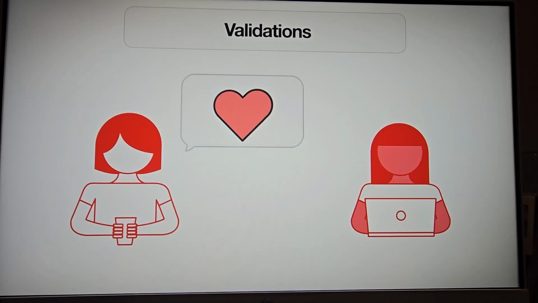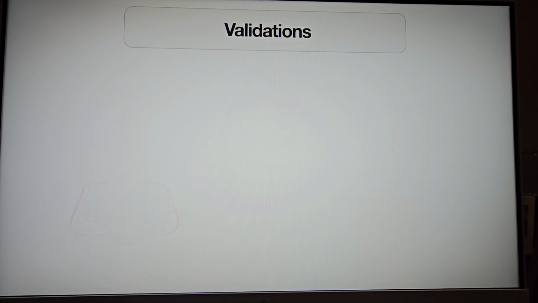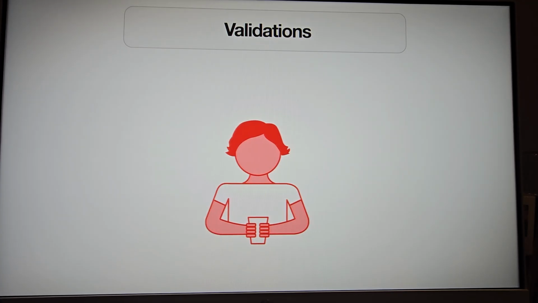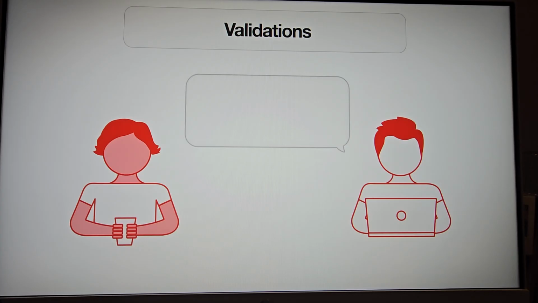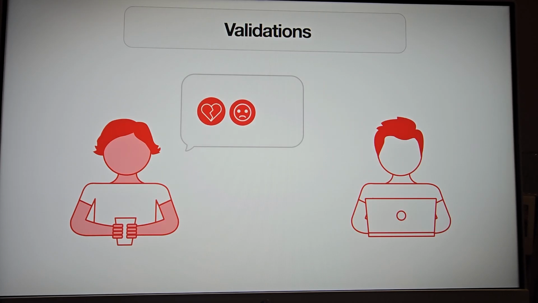The fourth technique is using validations. To validate is to recognize, normalize, and accept a texter's thoughts, feelings, and experiences. People often feel alone in their situation and think no one else cares or could possibly understand what they're going through. A good validation could be, "It makes sense to feel frustrated when you keep trying to feel better, but nothing seems to be working." Validations can help texters feel heard and encourage them to open up further.